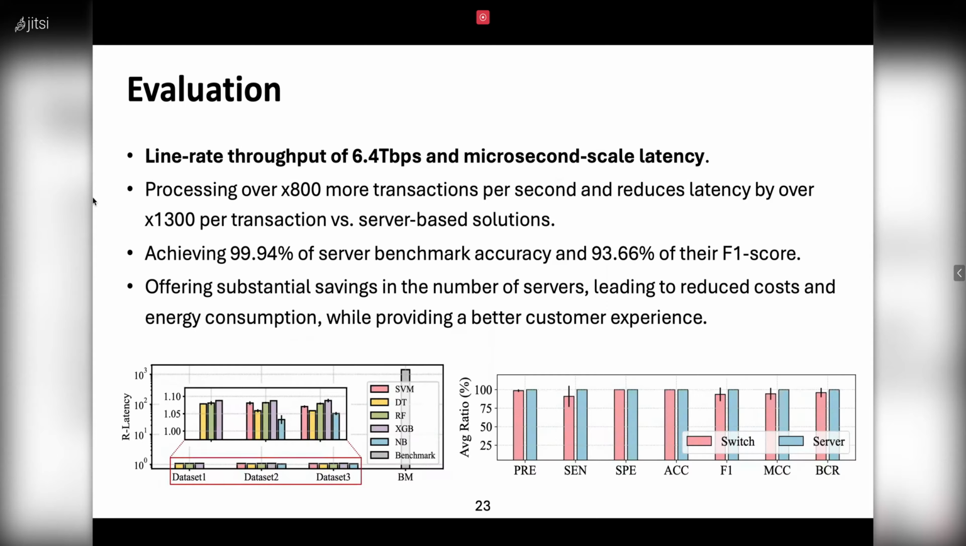Here is the evaluation for this use case. We managed to achieve line rate throughput of 6.4 Tbps and microsecond-scale latency. We can process over 800 more transactions per second, and reduce the latency by over 1300 per transaction versus the server-based solutions. And we can achieve 99% of the server benchmark's accuracy and 93% of its F1 score.